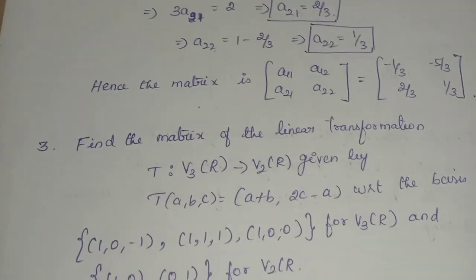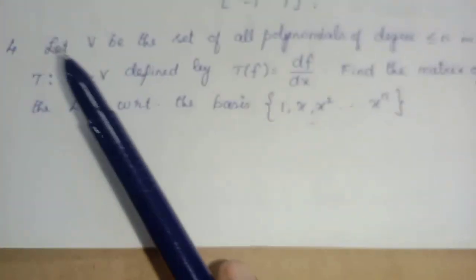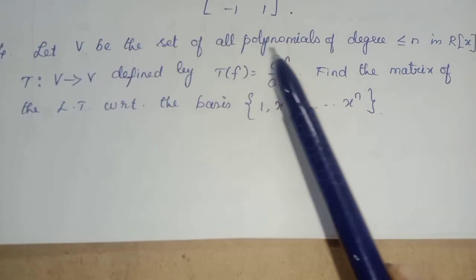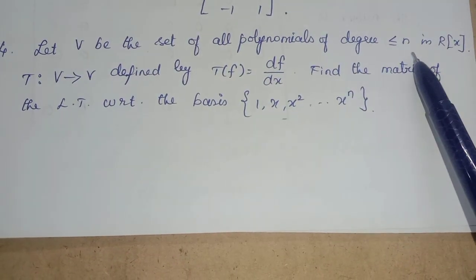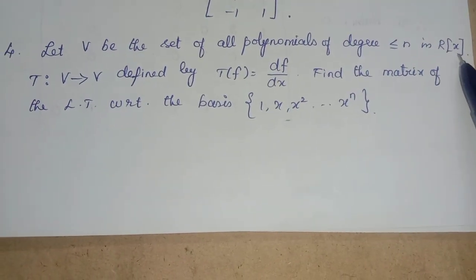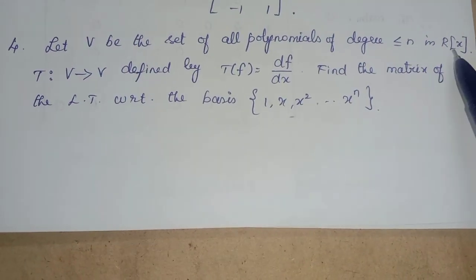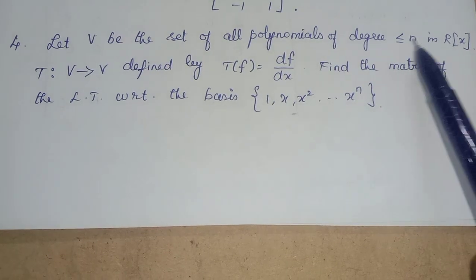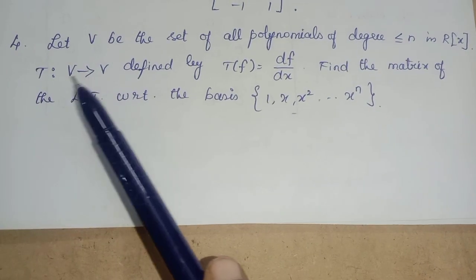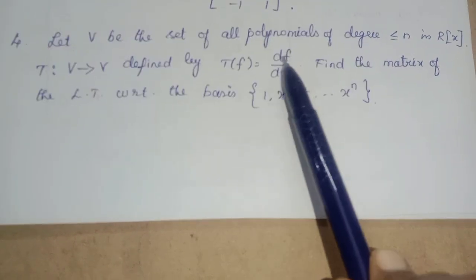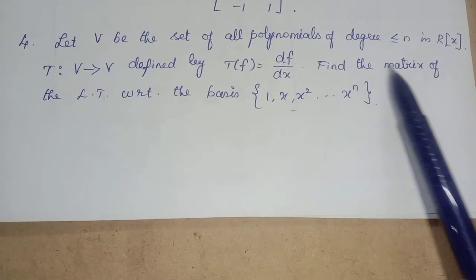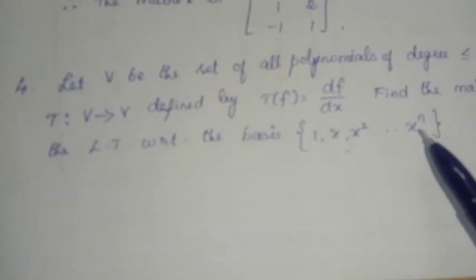Okay. Then next problem. Let V be the set of all polynomials of degree less than or equal to n in R of x. That is, over the field of real numbers, we are taking polynomials of degree less than or equal to n. And T from V to V is defined by T of f is equal to df by dx. Find the matrix of the linear transformation with respect to the basis 1, x, x square, etc., up to x power n.